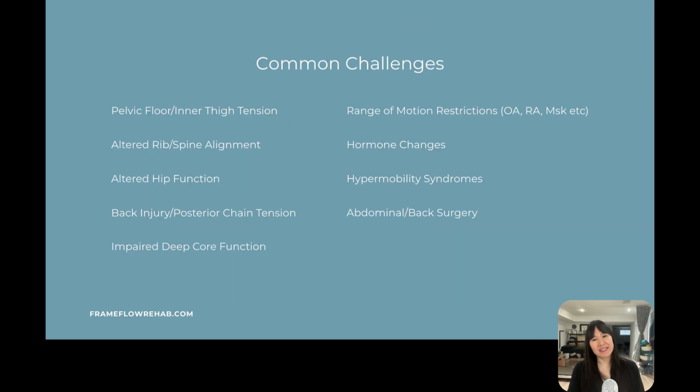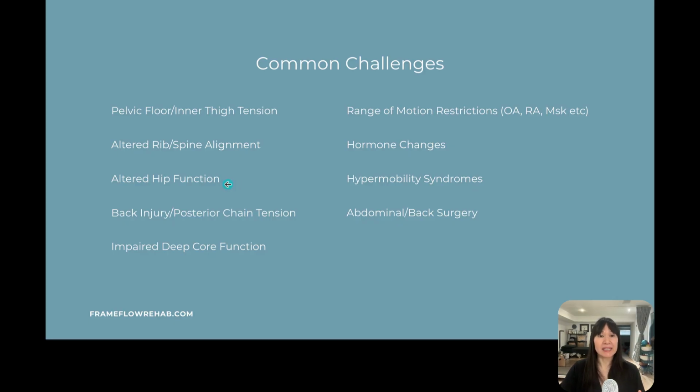But, as consistent with the rest of the lectures, nothing is perfect. We don't live in a vacuum. There are always things going on. These are some of the challenges that I do see when working with, again, abdominal canister pathologies. There could be pelvic floor tension, as I said before, inner thigh tension that's feeding up into the pelvic floor, altered rib or spinal alignment. So this could be scoliosis. This could be a previous fracture in the spine. This could be, again, a previous injury, altered hip function.